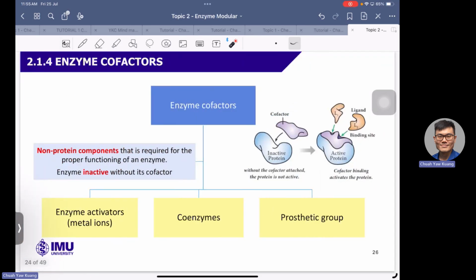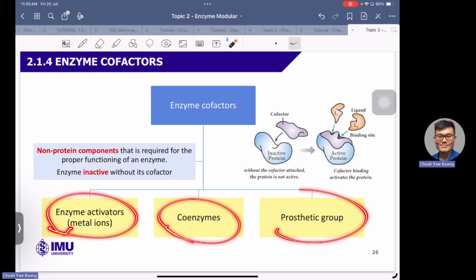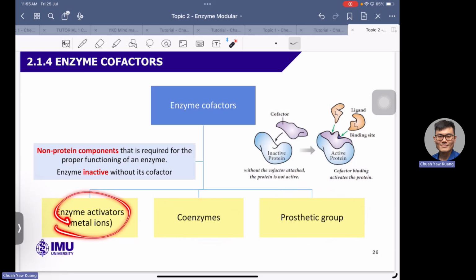All right. So next, part 4, we'll look at the enzyme cofactor. There are three enzyme cofactors that we will look at: enzyme activator, coenzyme, and prosthetic group. Three cofactors. So what is this cofactor?